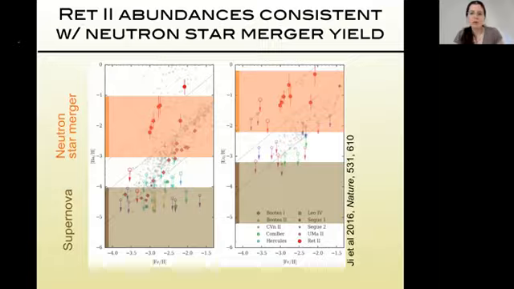So I think what you can take away from this slide here is that, yes, there was a prolific event. That could be consistent with a neutron star merger, but I think it also really nicely shows that supernovae do play an important role in providing small amounts of heavy elements to a given system at early times already.